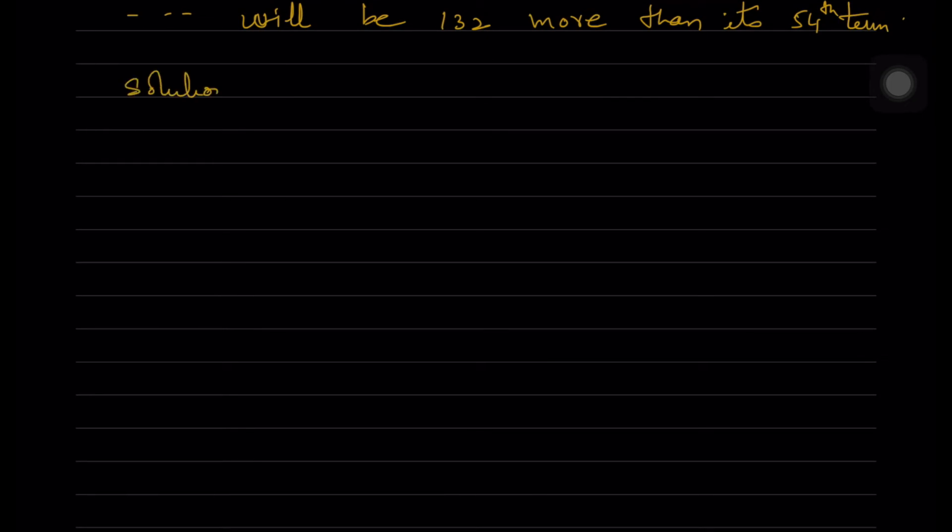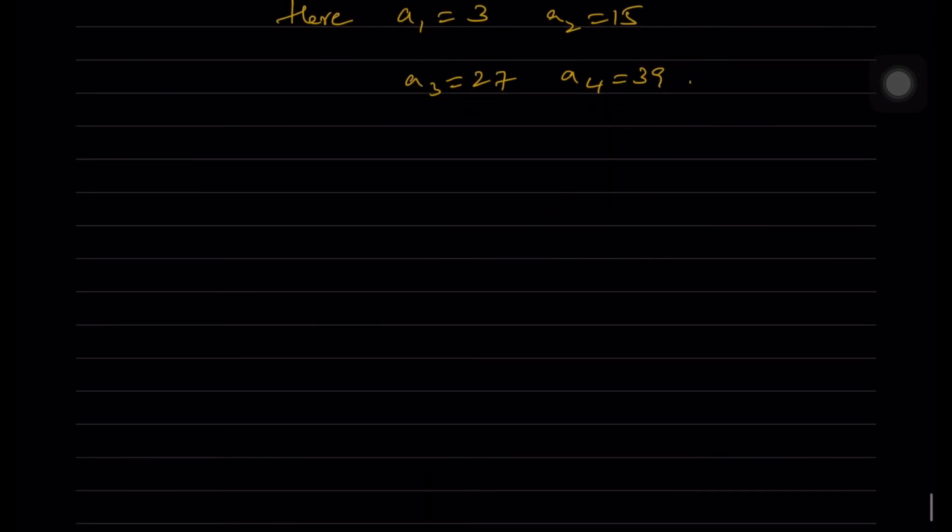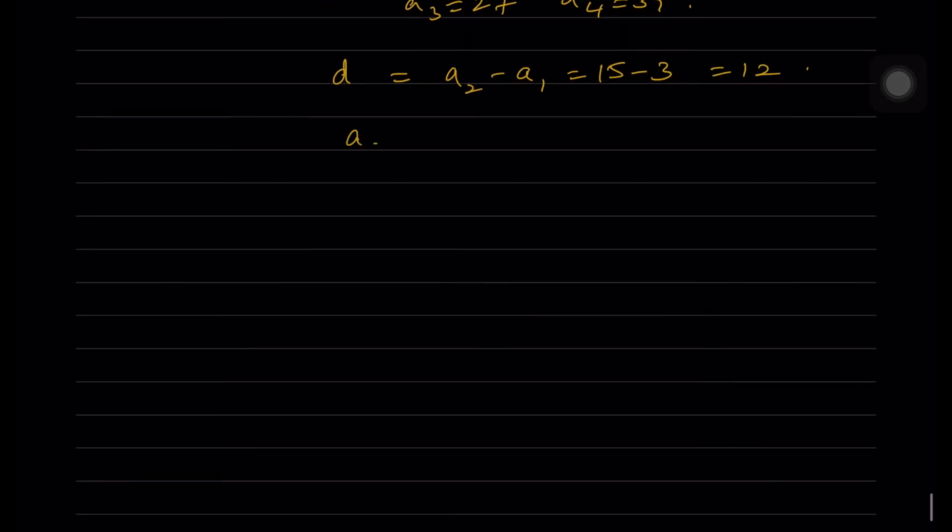We'll see. Solution is, given AP is 3, 15, 27, 39 and so on. Here we have A1 is equal to 3, A2 is equal to 15, A3 is equal to 27, A4 is equal to 39. So what is the common difference equal to? A2 minus A1, which is equal to 15 minus 3, which is equal to 12. Now what is A54 equal to?